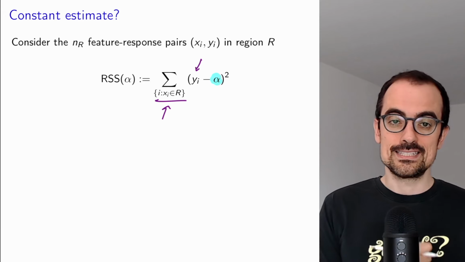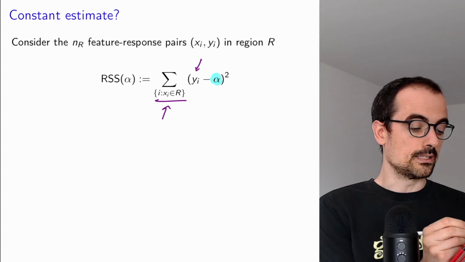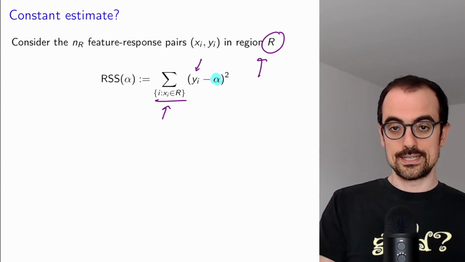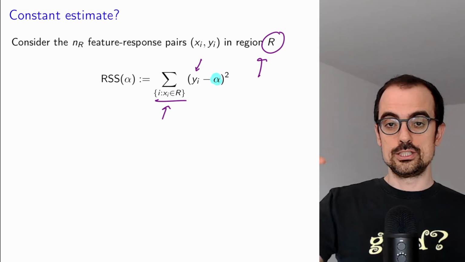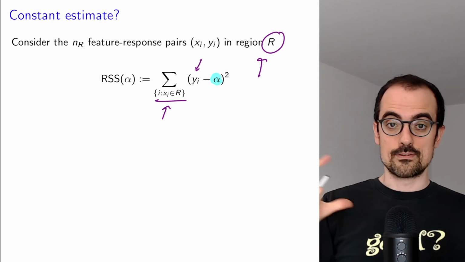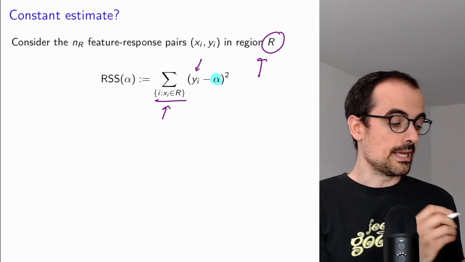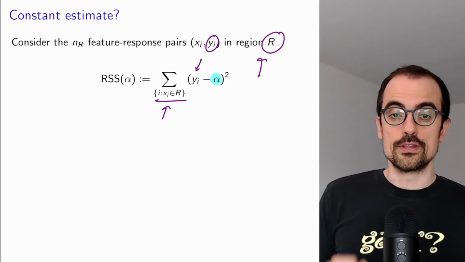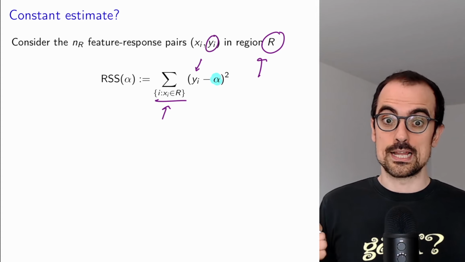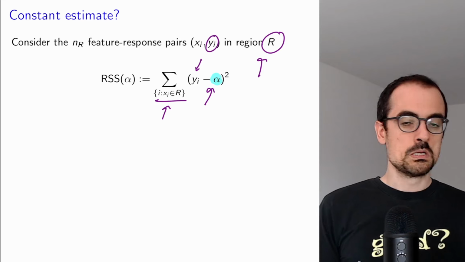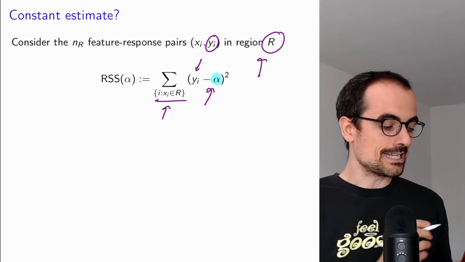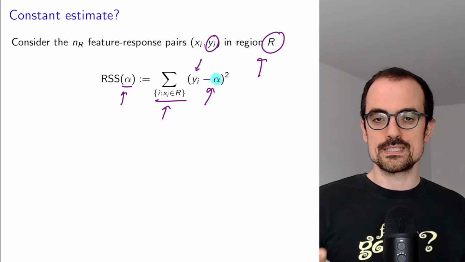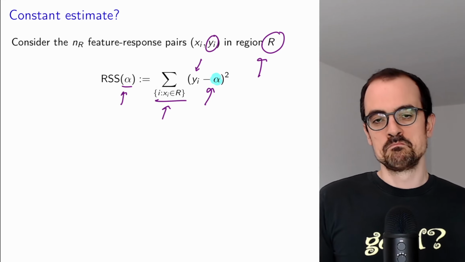Remember that the xi's here are the features which determine that the data belong to region R, because that's what we're doing. We're cutting up the feature space into disjoint regions that cover all of it. It's a partition. And then what we really want to do is approximate the response corresponding to those features as well as possible using a constant estimate. So let's minimize this function as a function of alpha, right? We want to choose the constant in that region that is going to give us the best estimate for the response. How are we going to do this?